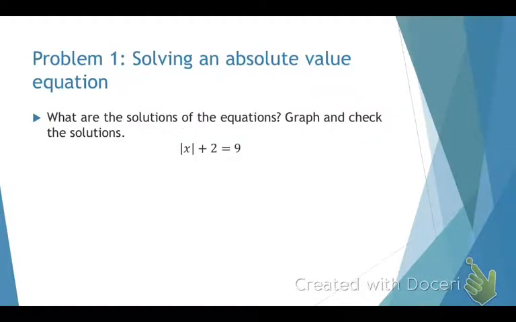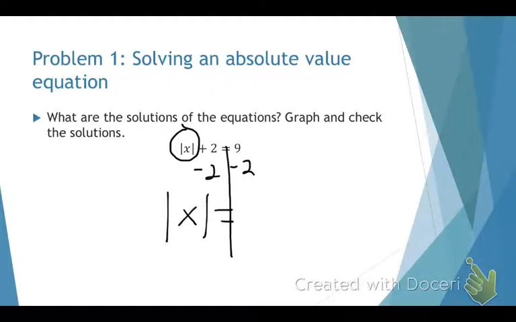Okay? For the first one, solving an absolute value equation. When I solve an absolute value equation, like mentioned in the essential understanding just a moment ago, the first thing that I need to do is isolate the absolute value. So, if this is my absolute value expression, I need to isolate that, or it needs to be by itself. So in order to do that, I need to subtract 2 from both sides, and I end up with the absolute value of x equals 7.